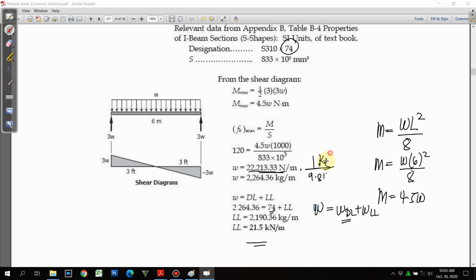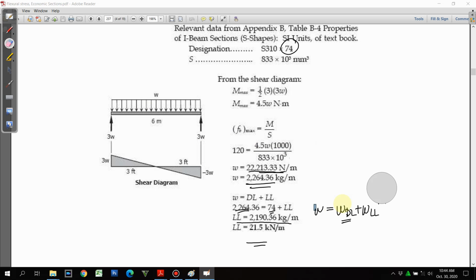Should be kilogram and that would be Newton. So we come up with this value and then apply it in here. So we will have a live load of 2190.36 kilogram per meter, and that could be converted into 21.5 kilonewton per meter. Okay, so that completes this problem.